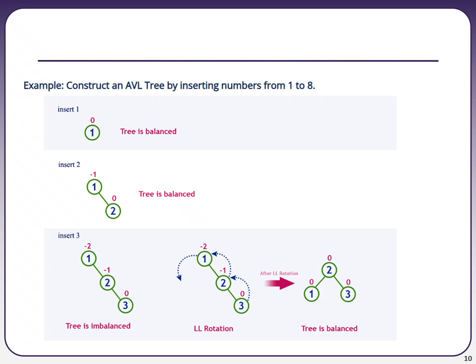Next, when inserting the third element, it looks like a right skewed tree. In that condition, we must apply some rotations because we got a balance factor of -2 at the root node. So absolutely we must use rotations to make it balanced. Here I am using the RR rotation. So we got the final tree.